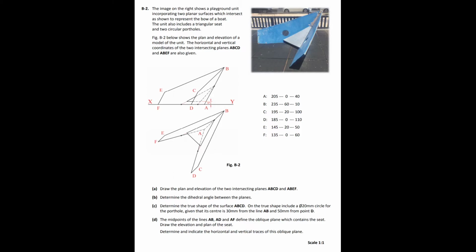So the final part of this question is part D, the midpoints of the line AB, AD and AF. Define the oblique plane which contains the seat. Draw the elevation and plan of the seat, determine and indicate the horizontal and vertical traces of this oblique plane. So the first part of this, we just need to find the midpoints of each of the lines AF, AD and AB. To do that you can just bisect each of the lines. So we'll bisect AF and AD in plan and AB in the elevation.